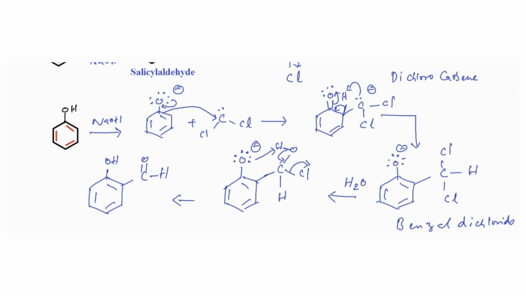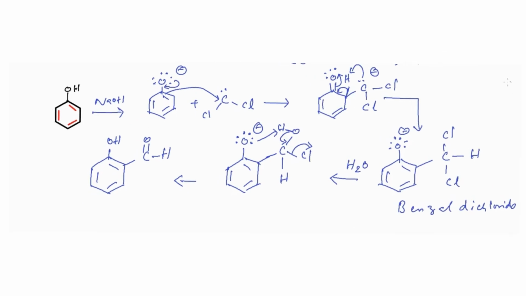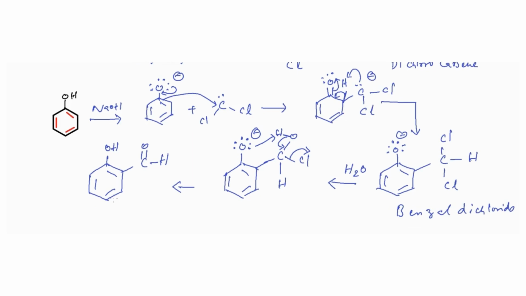Here you should remember that we always discussed that any ortho-para director, here the OH group is an ortho-para director, should always give both ortho and para. Please remember that in a Reimer-Tiemann reaction, the electrophile, that is the formyl group, is always substituted at the ortho position. This is the one notable point we should always remember: it gives the ortho product as the major product. So this is called the Reimer-Tiemann reaction. I hope you understand this reaction.